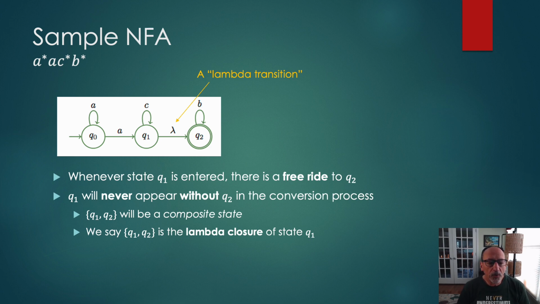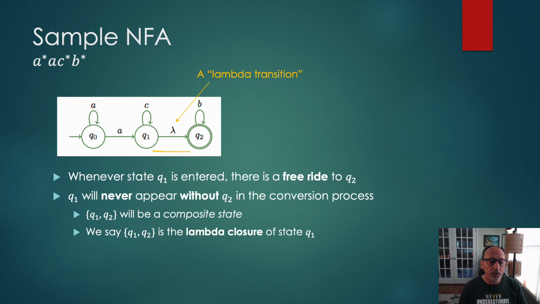This time we're going to have an NFA with a lambda transition, which represents the language A star A, C star B star. So our alphabet has three characters, A, B, and C. The lambda transition is between states Q1 and Q2. What this means is that whenever we enter Q1, we get a free ride to Q2. So when we're tracking movements in that conversion process, Q1 will never appear without Q2. They will be put together as a composite state.